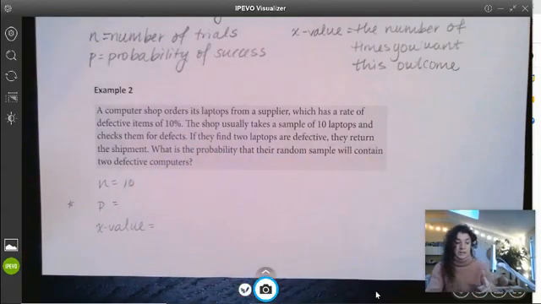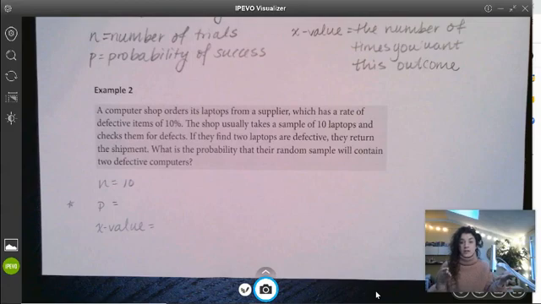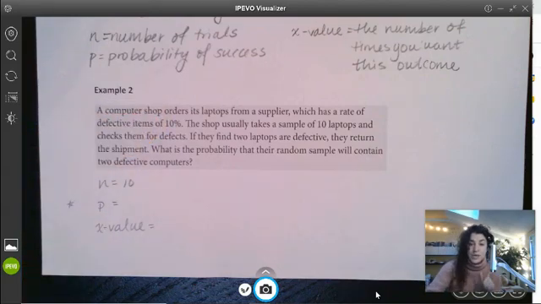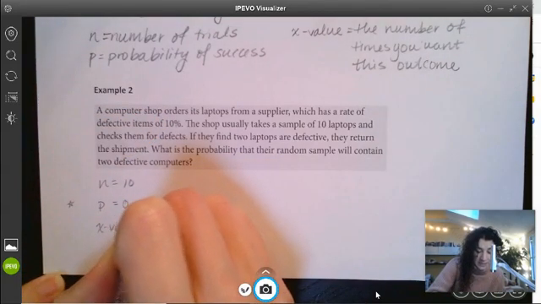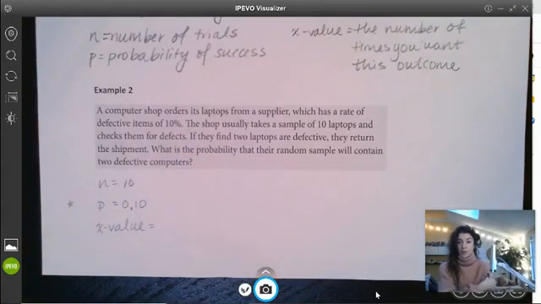If we were to list it out like we did in example 1C, we would have 10 slots of either defective or not defective listed all out and having to move them all around. P is your probability of success. Success in this case is the thing that we are looking at. Since our question asks what is the probability that the random sample will contain 2 defective computers, we need to look at the probability of it being defective. It tells us the probability of it being defective is 10%. We need to write that down as a decimal, not as a whole number percent.